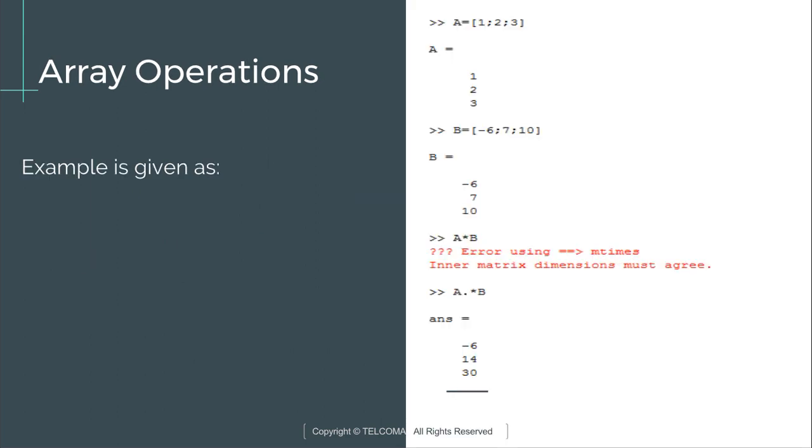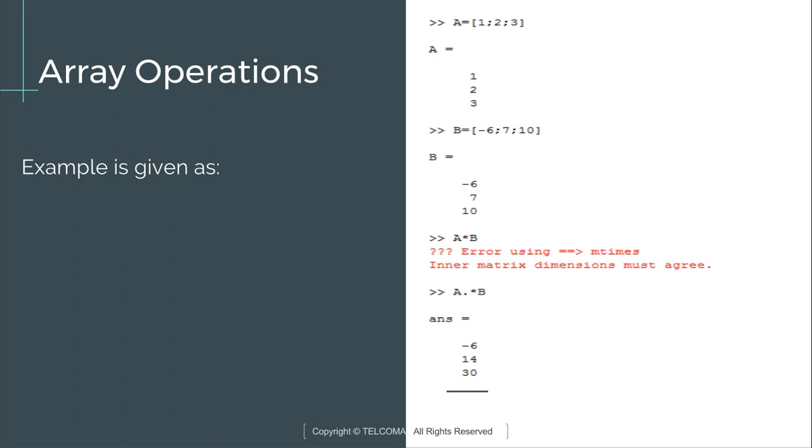So here is an example, where we have two matrices or vectors A and B. Now if we directly multiply the matrices, this will show you the result as an error. It is already displayed on the screen with the red colored statements. Error using times, inner matrix dimensions must agree, because you need a 3 cross 1 and a 1 cross 3 matrix for matrix multiplication.